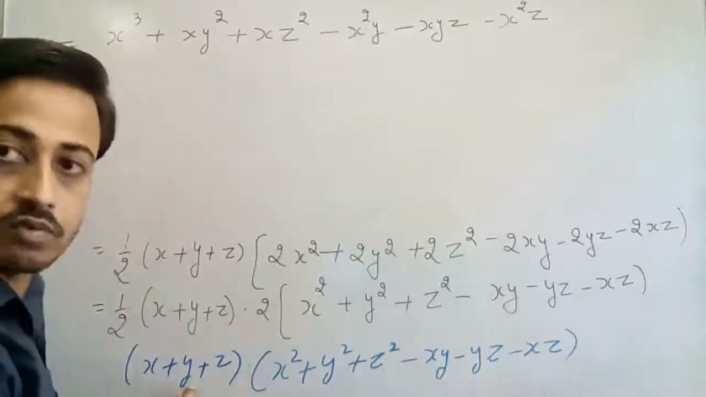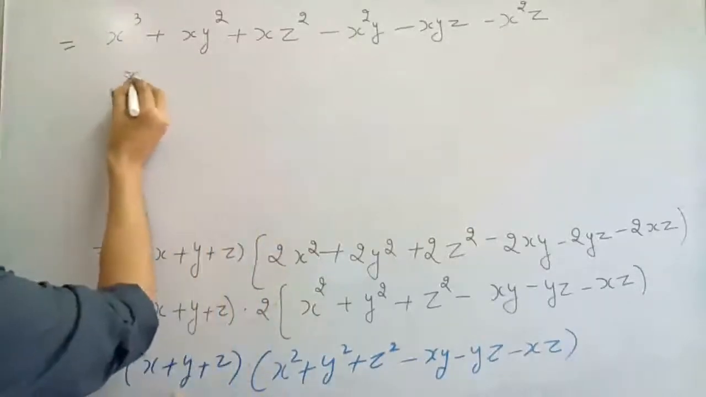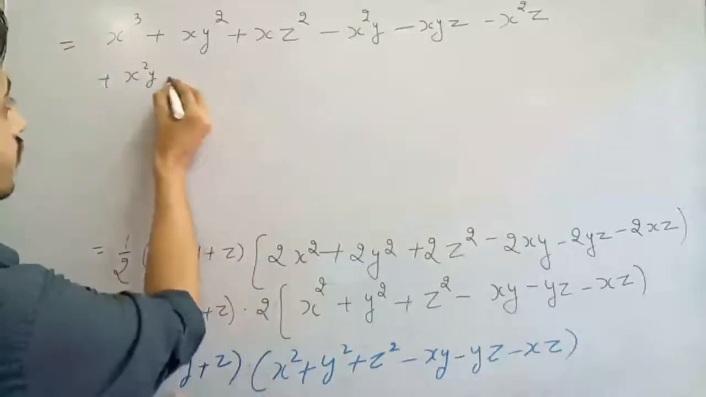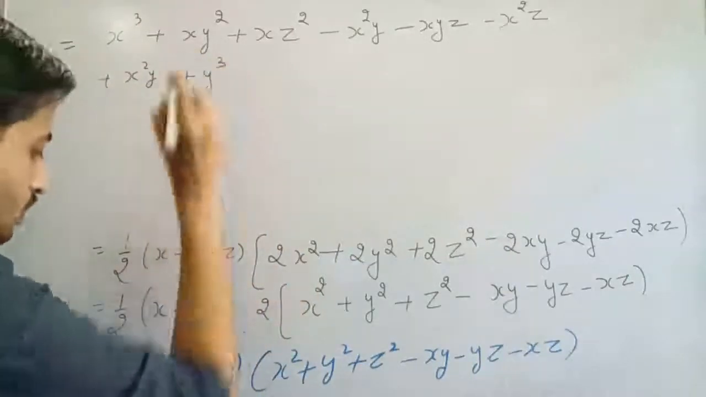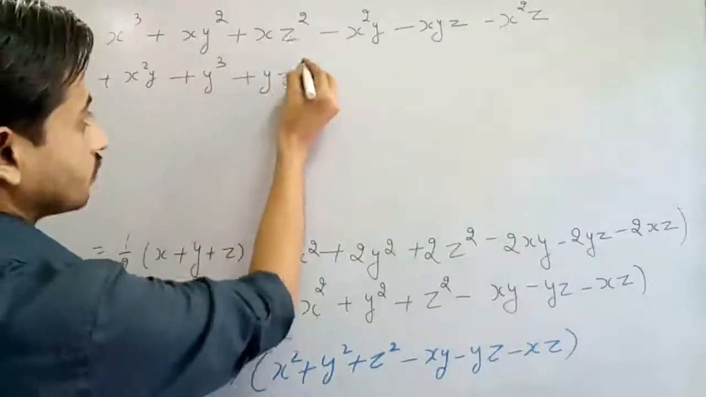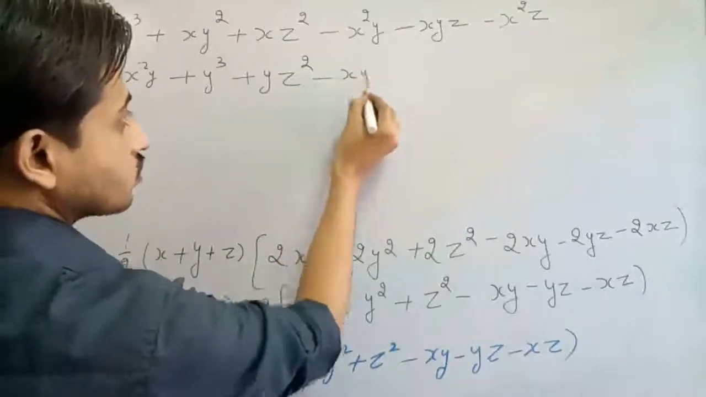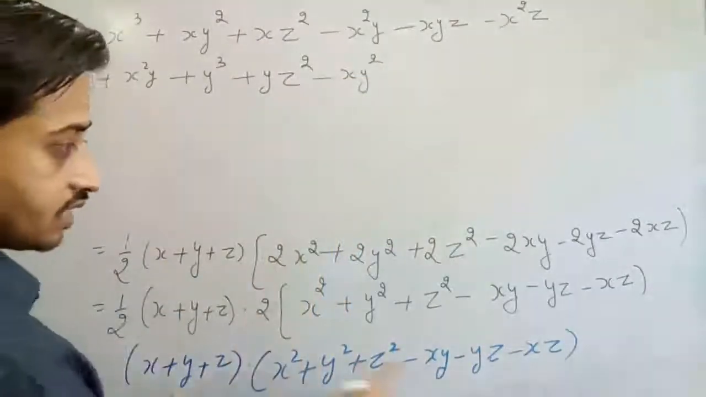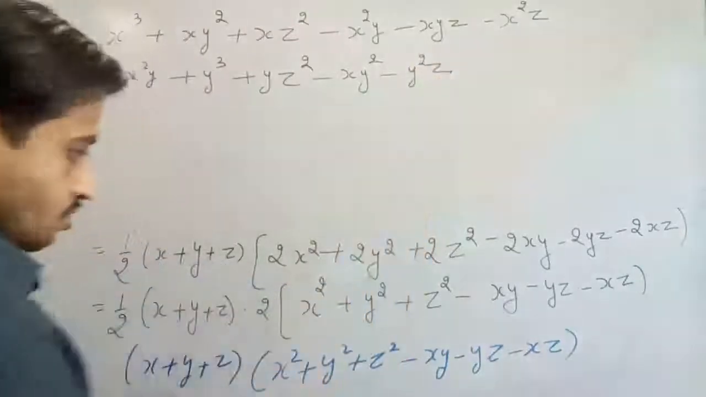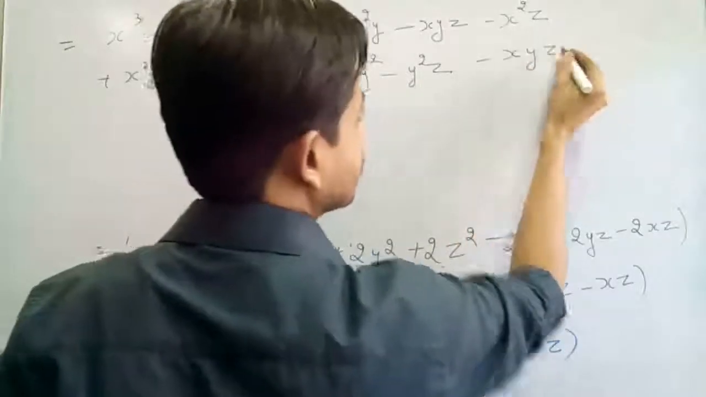Now what you have to do? Now you have to multiply y with all terms. Y into x square, I get x square y. Y into y square, I get y cube. Y into z square, I get yz square. Y into minus xy, I get minus xy square. Y into minus yz, I get minus y square z. Y into minus xz, I get minus xyz.